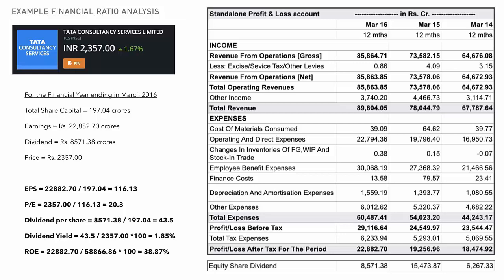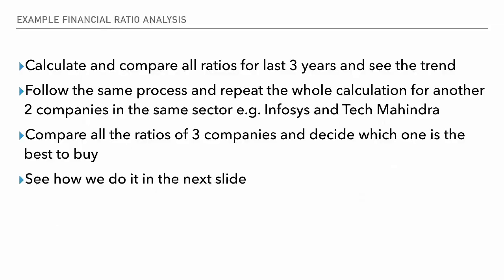Now let's look at, if you do this and calculate and compare all these ratios for the last 3 years and watch the trend for this company itself. Then you follow the same process and repeat the whole calculation for another 2 companies in the same sector. Take Infosys and Tech Mahindra, for example. And then you compare all these 3 ratios for these 3 companies and decide which one is best for your portfolio. Let's see how to do it.